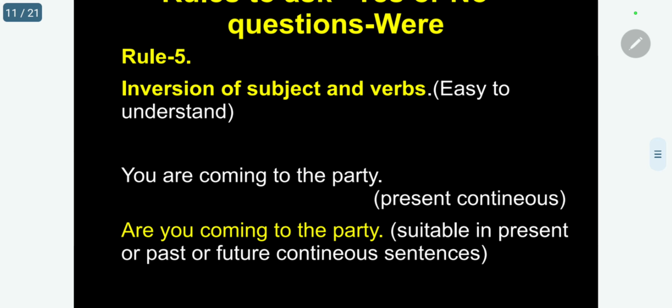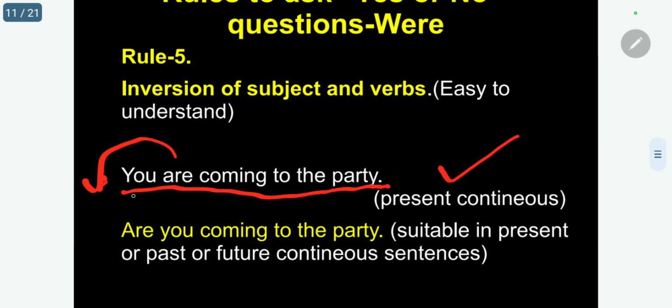For example, one simple sentence. You are coming to the party. This is present continuous. We have already discussed twelve different types of sentences. Suppose I want to raise a question. Very simple. "You" I will put next. Are you coming to the party? Only thing is I have to add the question mark. Are you coming to the party? Yes, I am coming to the party.